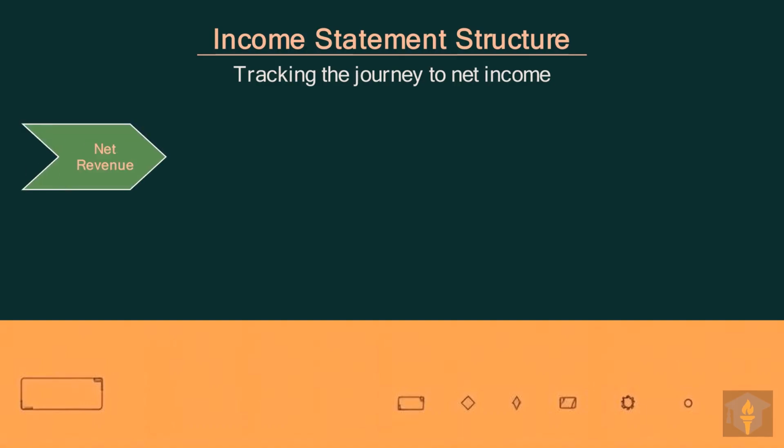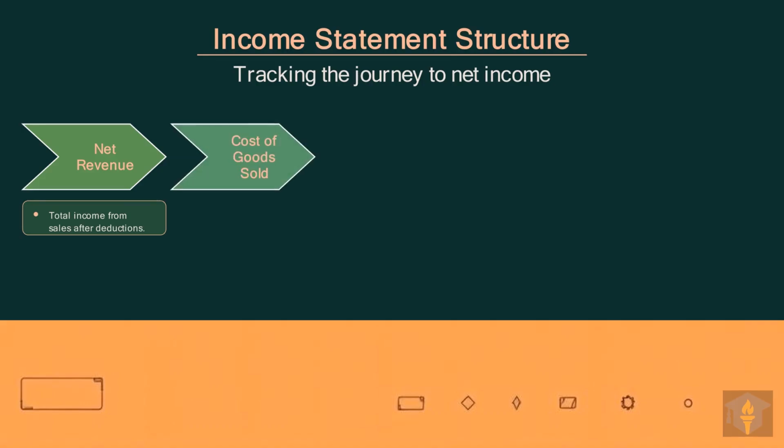We start with net revenue, representing the total income from sales after any deductions. This is the total income a company generates from its sales, after accounting for returns or discounts. Next, we subtract the cost of goods sold, which are the direct costs of producing items sold. These are the direct expenses tied to creating the products or services that the company sells.